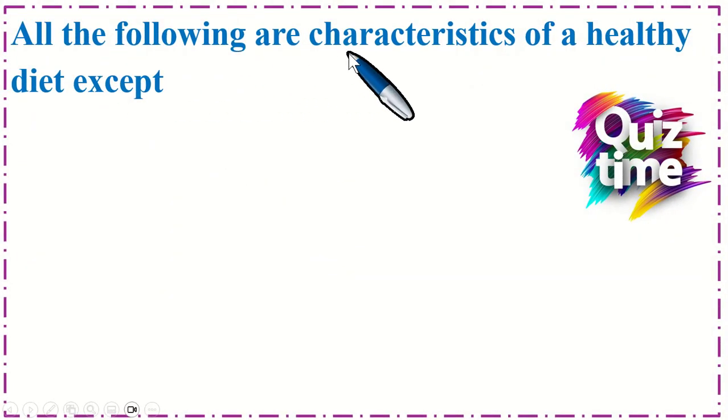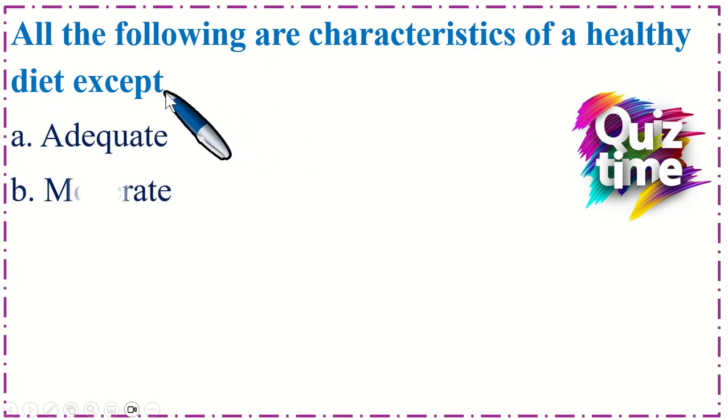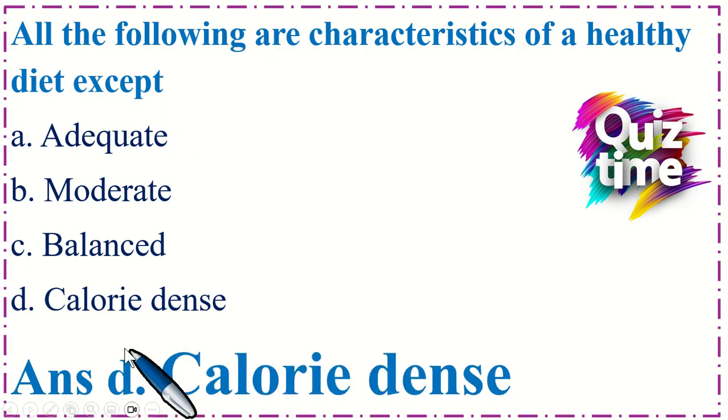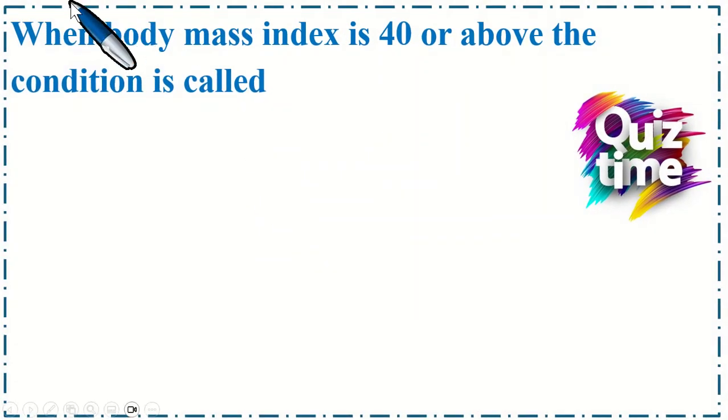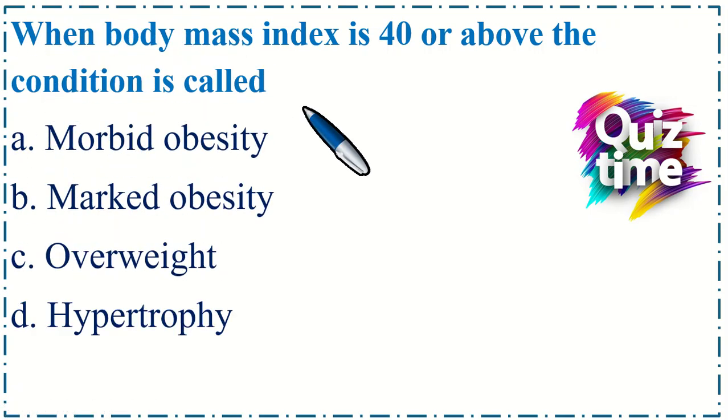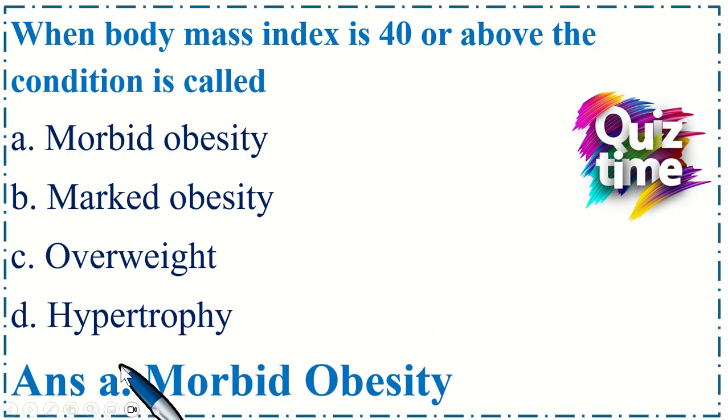All of the following are characteristics of a healthy diet except... Correct option is D, calorie dense. When body mass index is 40 or above, the condition is called... Correct option is A, morbid obesity.